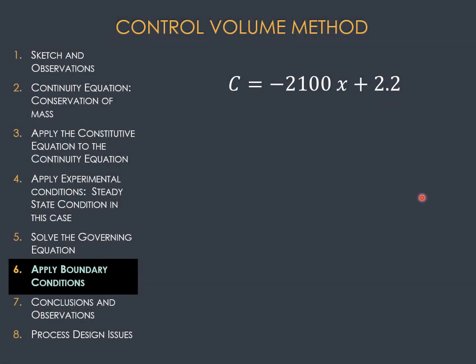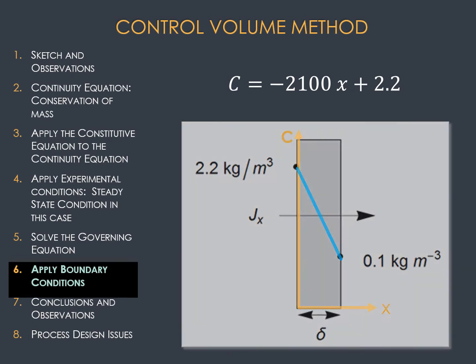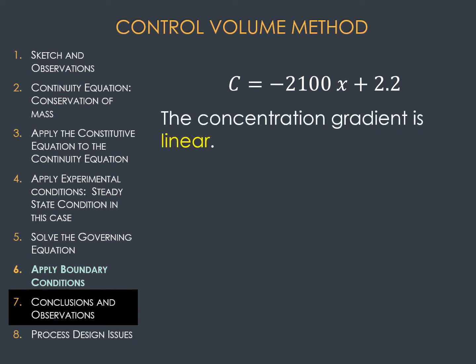All right, so last time we found the solution for the concentration as a function of position across our membrane, and we showed that it indeed is linear, and this was the equation that we derived. What we're going to do is just take a look at some conclusions from this and also make some observations. So one of the things we found was the concentration gradient is linear. I've mentioned this several times.